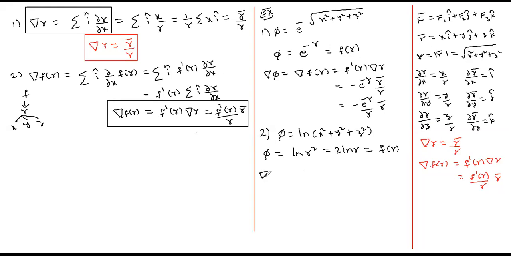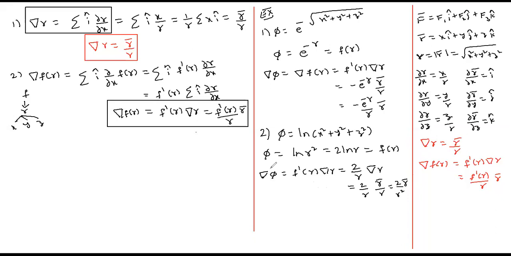So what is del phi? Del phi is f dash of r into del r. What is f dash of r? 2 by r. 2 by r into del r. What is del r? r bar by r. So the answer is 2 by r square into r bar. Is it okay?